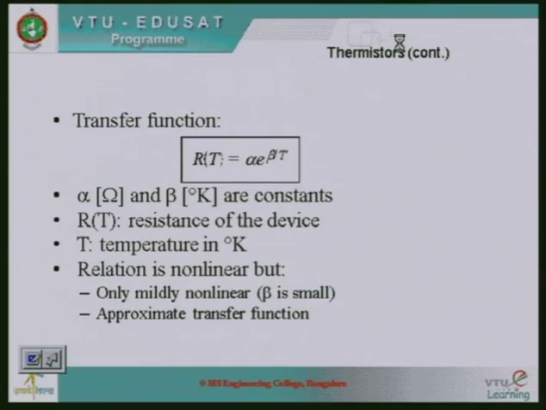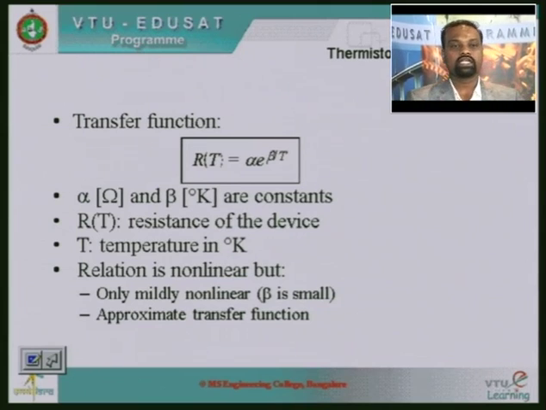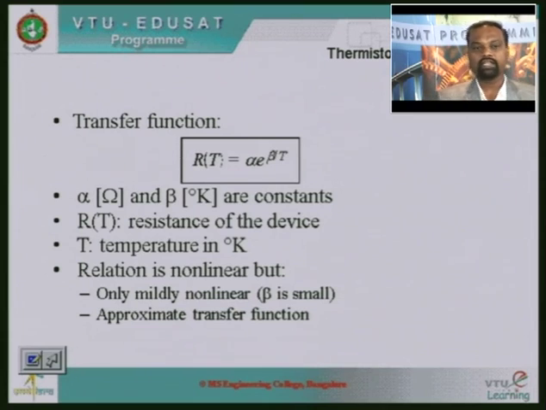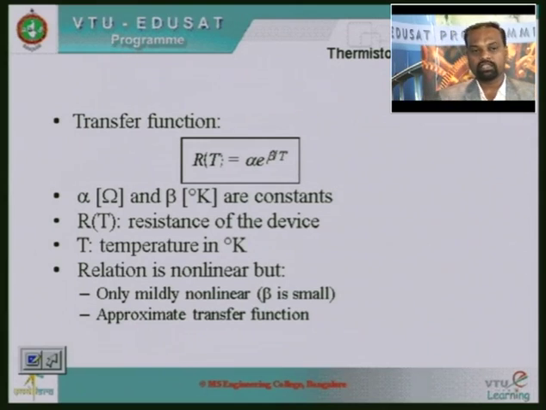In a thermistor, the behavior is governed by a simple expression wherein the resistance of a thermistor is given by R(T) = alpha times e^(beta/T), where alpha and beta are constants, R(T) is the resistance of the device, and T is the temperature of the device. The relation is non-linear, but only mildly non-linear because beta is very small. Approximately, it is like just a transfer function. Let us now see what these devices are.